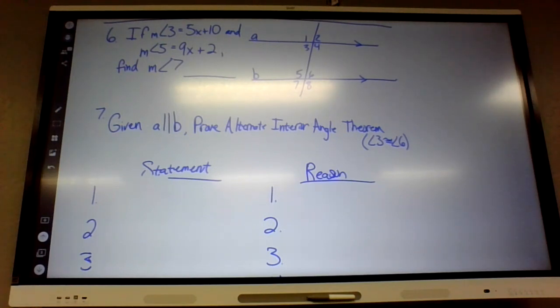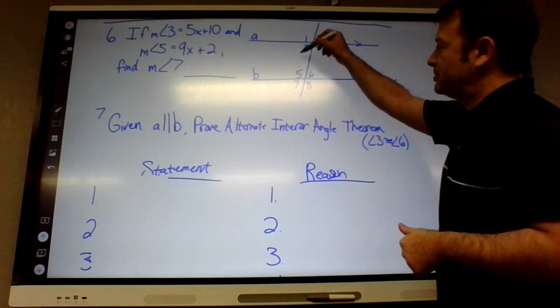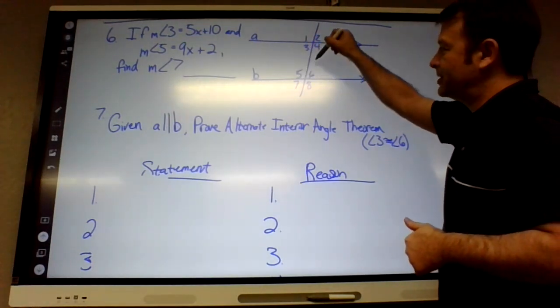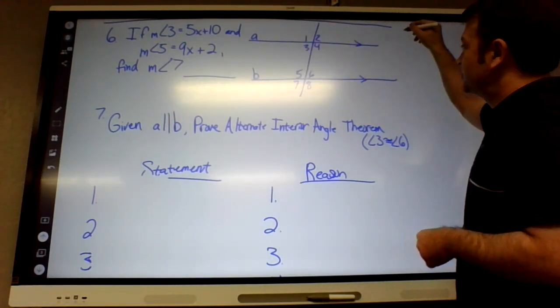So what should be true about angle 3 and angle 5? They're not the same, they add up to 180, because they are supplementary. They're same side interior.